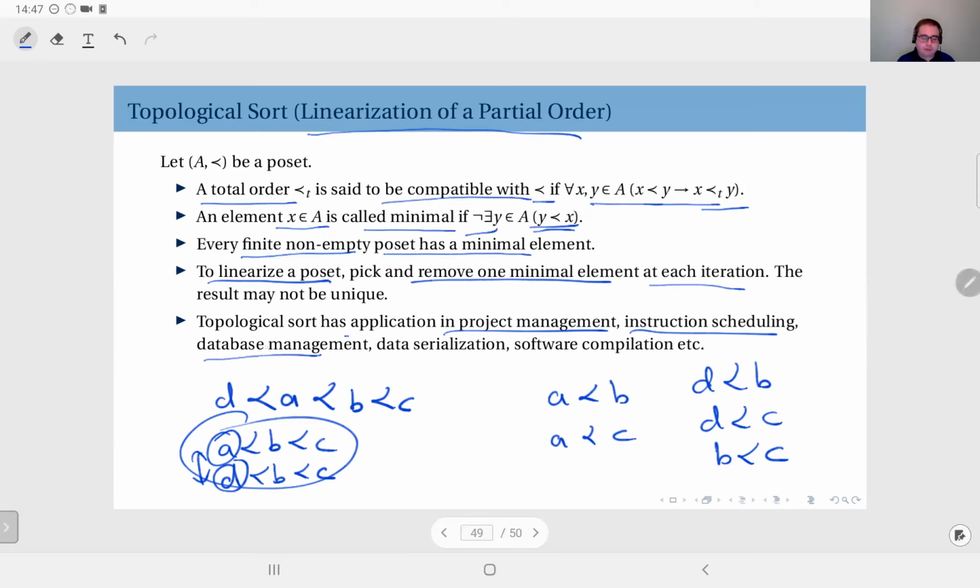You have database management applications. Some data, when you need to write it, needs to be written before something else or maybe after something else, or data serialization in digital systems, or software compilation with dependencies. For instance, part of your code depends on the compilation of some other part because it used some functions in there, etc. So in those applications, we use topological sort.